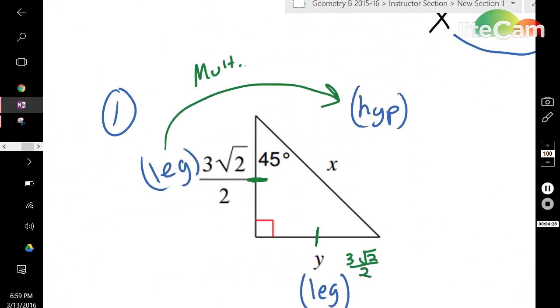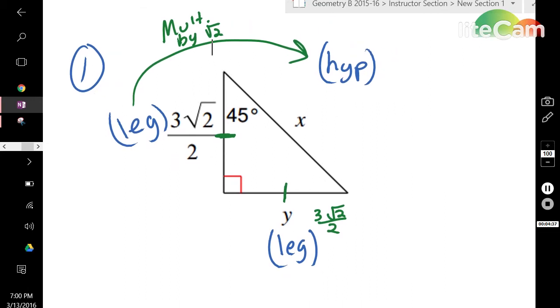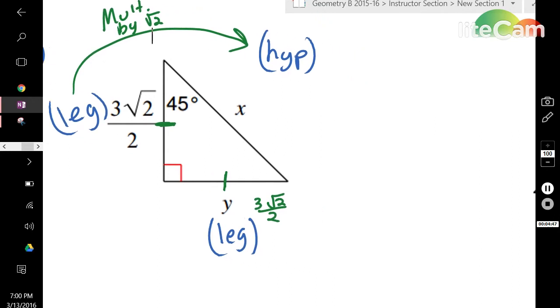And I encourage you to do this within a problem as well because it helps you frame what you're going to do to that number. It may look more complicated than it is because it's a fraction with a radical. It doesn't change depending on the way the number looks. You're still going to multiply by square root 2 all the time if you're going from leg to hypotenuse. So let's do the work over here on the right side.